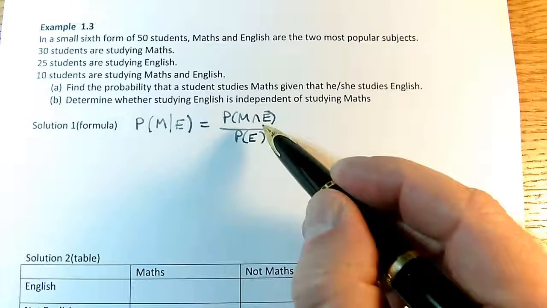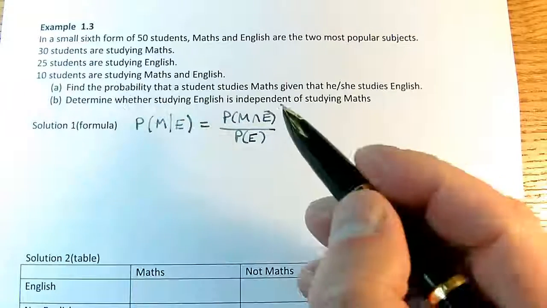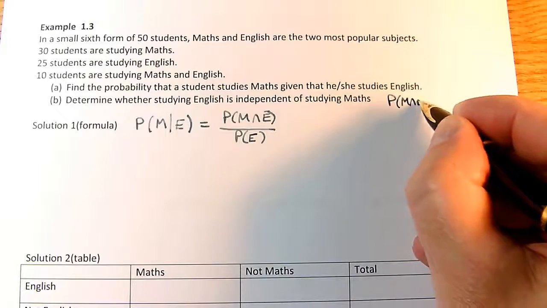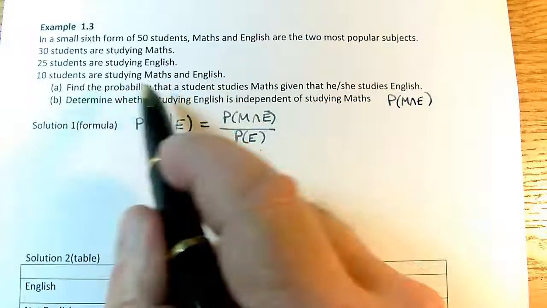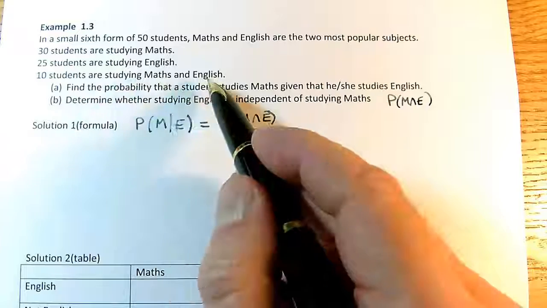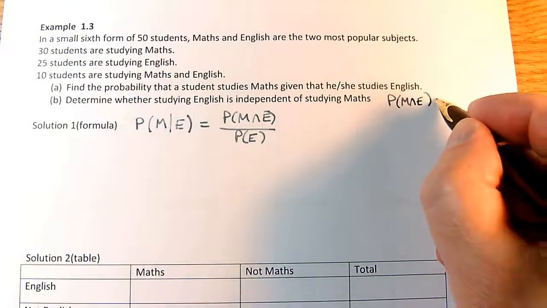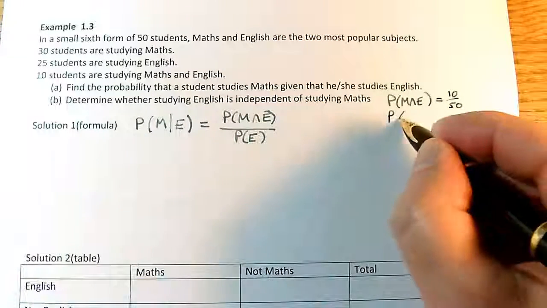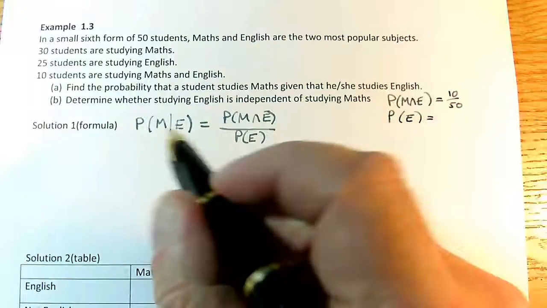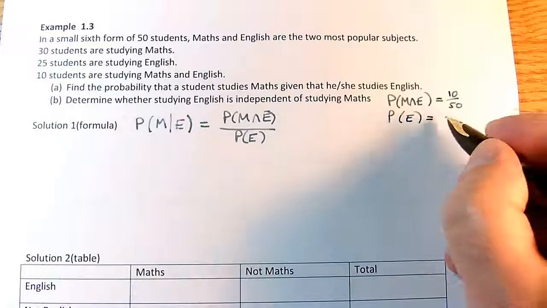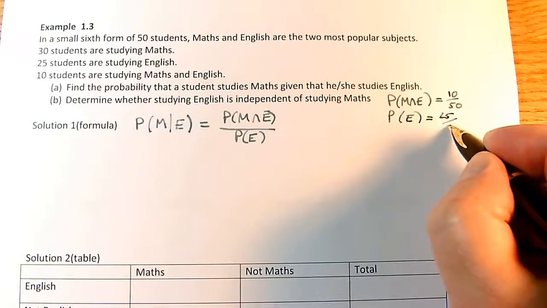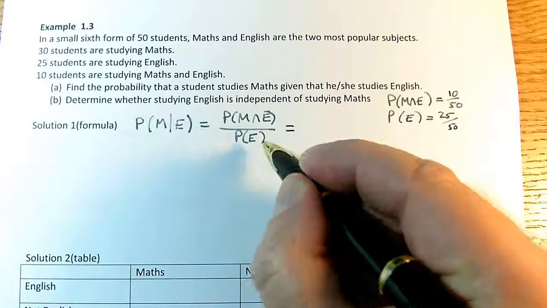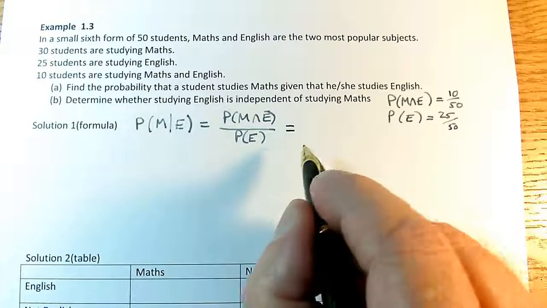Okay, but these probabilities I've effectively got. The probability of studying M and E, let's set them up. Probability of M and E, well, I've got 10 students studying both subjects out of 50, so that's 10 over 50. And the probability of, on the bottom, the probability of studying English is just 25 students out of 50, so it's 25 50ths.